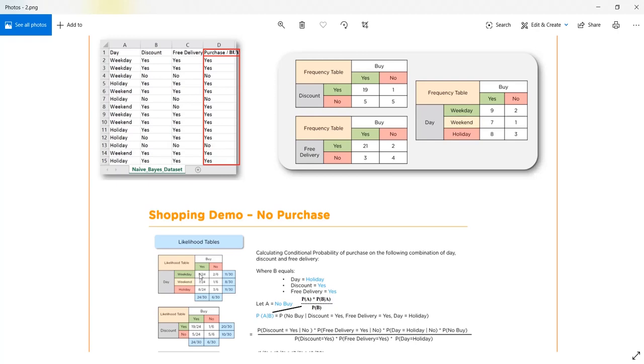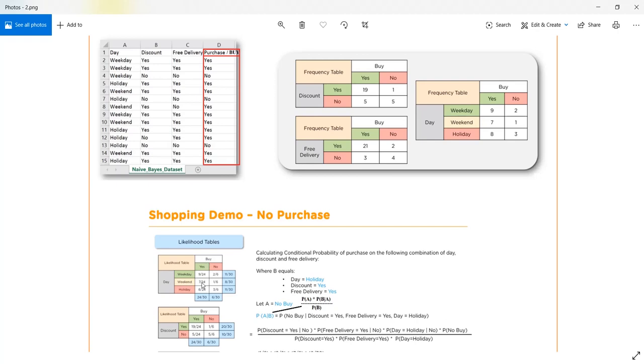Why this 24? Can anyone else say? Out of 30 days, there are 24 days where there is a purchase, so it is 9 by 24. And this 7 is the frequency, the count of the observations where the day is weekend and there is a buy.